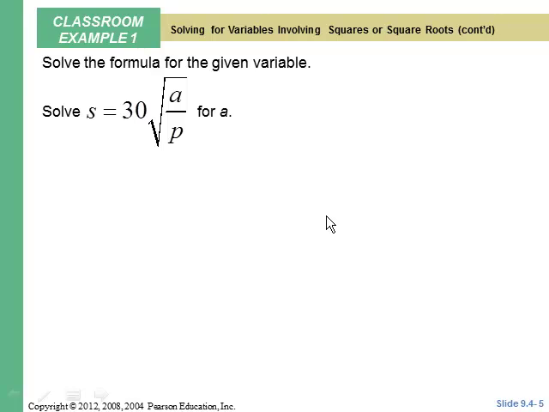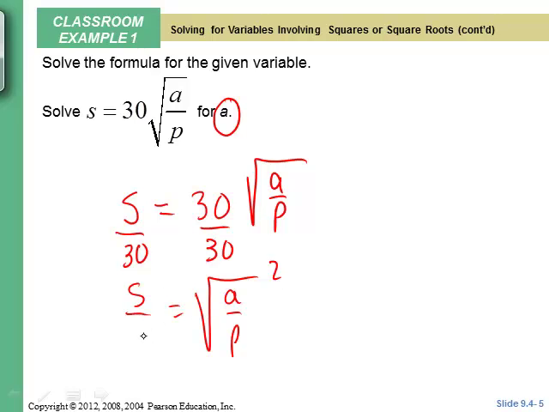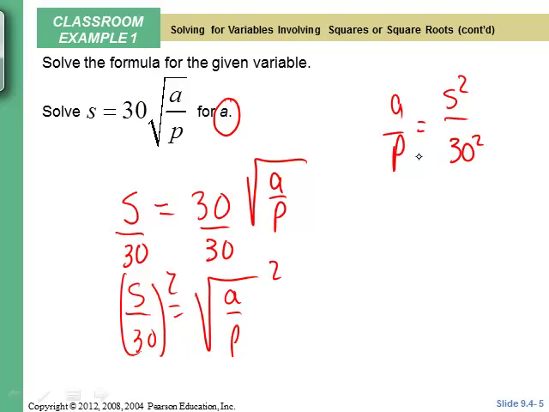Next one. Solve this one for a. Now we've got a square root. So we've got s equals 30 square root of a over p. The first thing to do would be to divide both sides by 30 and then square both sides. So we have s over 30 squared equals a over p, or a over p equals s squared over 30 squared. Multiply both sides by p, and we get area equals s squared p over 900.